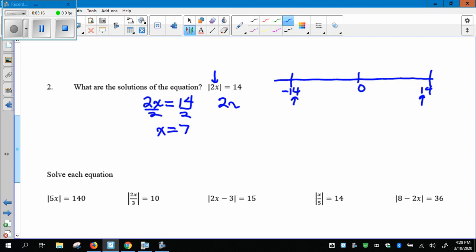Also, 2x could equal -14, because if I put -14 into that absolute value there, it's going to come out positive 14. So making that thing inside the absolute value -14 will work. So if I divide both sides by 2, I get -7 is also a solution. So there's 2 solutions here.